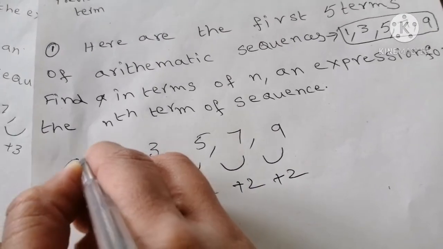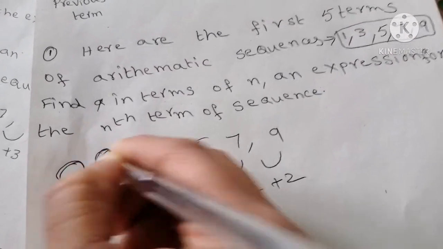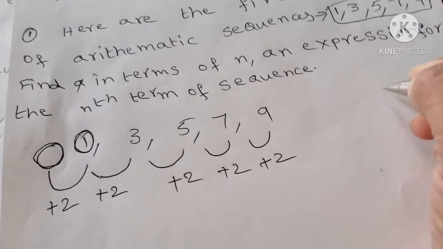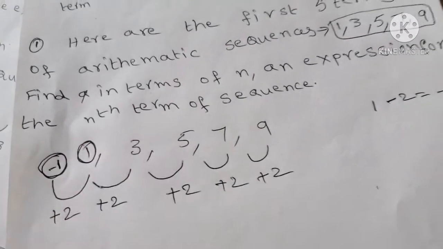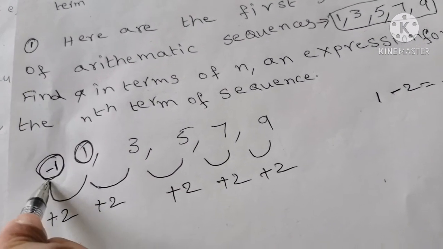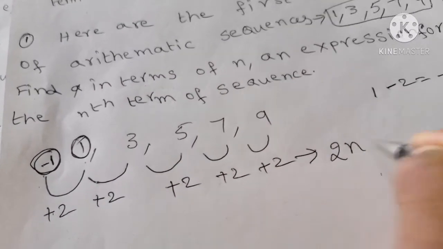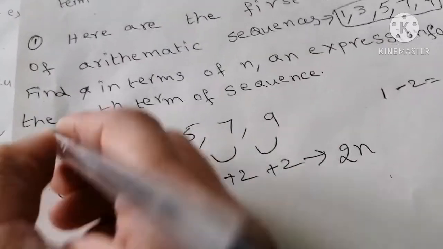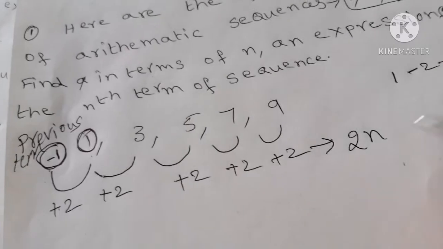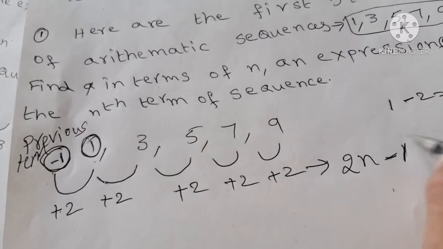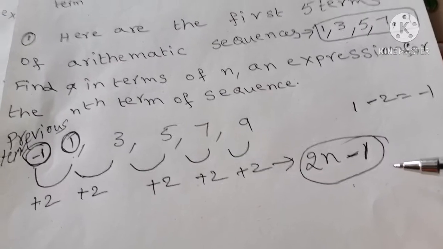What is the previous? What number will be here? If you add 2, then you will get 1. So all you need to do here, 1 minus 2 equal to minus 1. So if you add 2 to minus 1, then you will get 1. So we already know the common difference is 2n, isn't it? And what is our previous term? Previous term is minus 1. Our expression for this nth term is 2n minus 1.